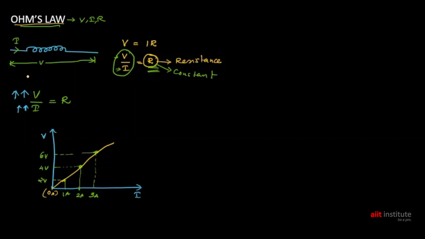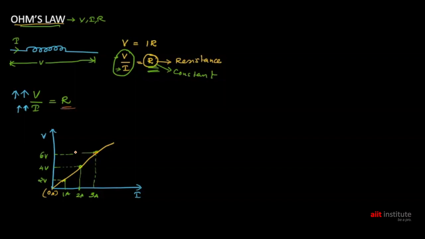If you are getting a straight line, we will say this device or material obeys Ohm's law. If it is not a straight line, we will say Ohm's law is not valid. Once you plot a graph, from the graph we can calculate the resistance of the material. We know that by just dividing voltage by current, we will get the value of resistance.